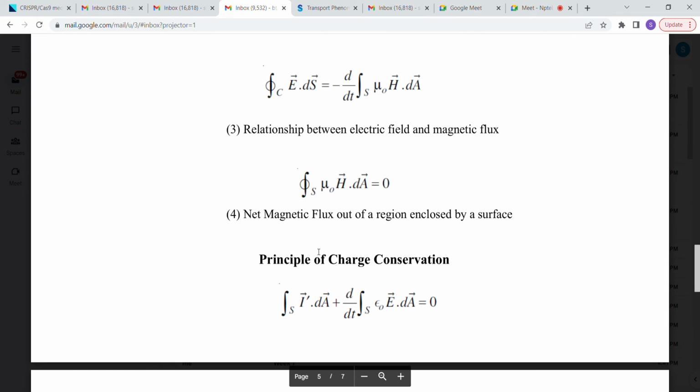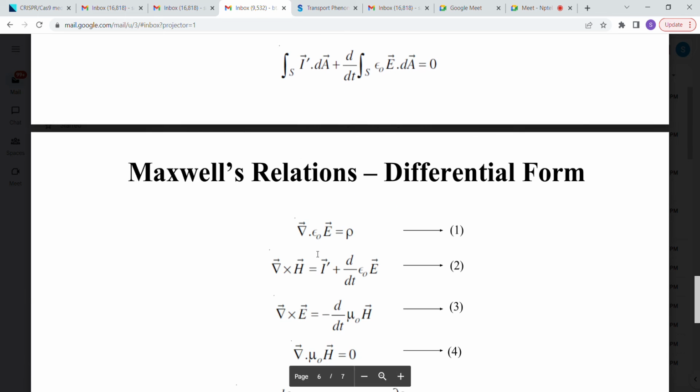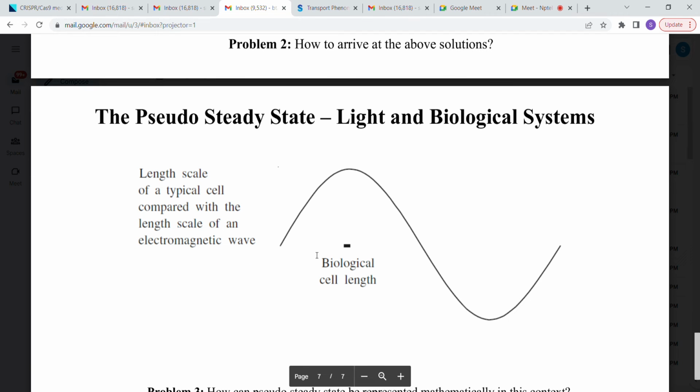If you have any doubt in these formulas, I suggest you look at the lectures in conjunction with the text of the book Continuum Analysis in Biological System. It's very easy to figure out if you do it that way. Okay, let's go to the pseudo steady state.